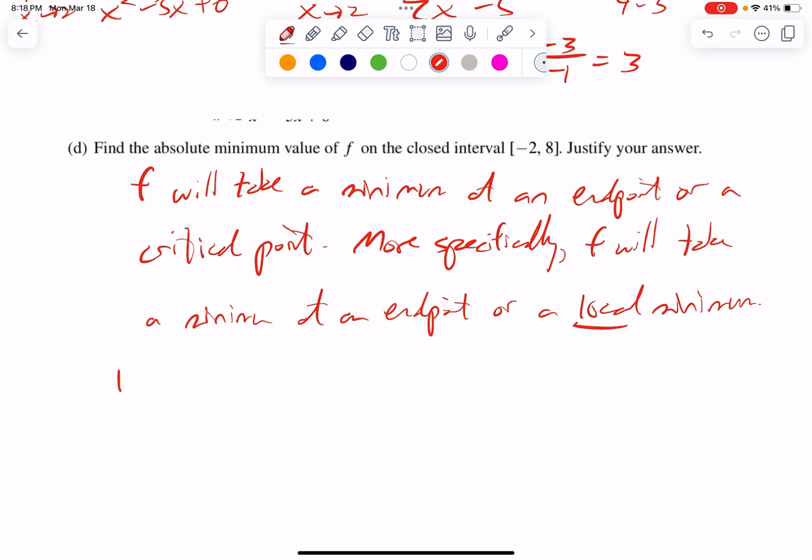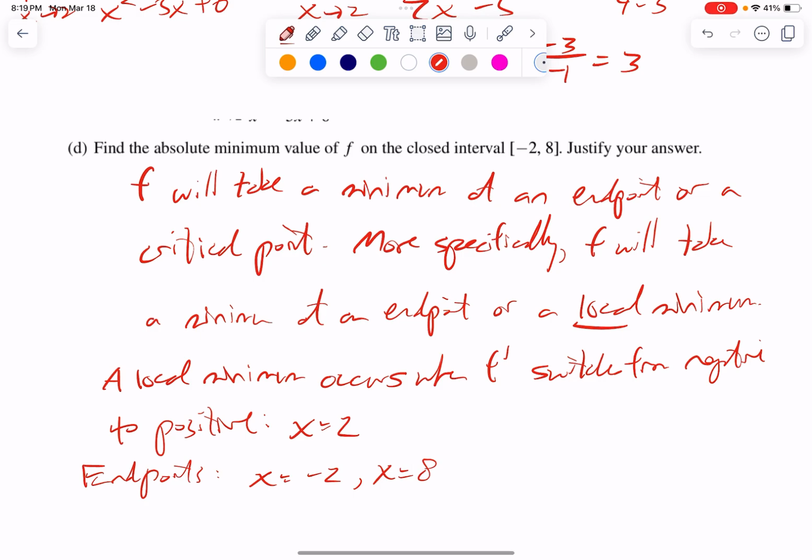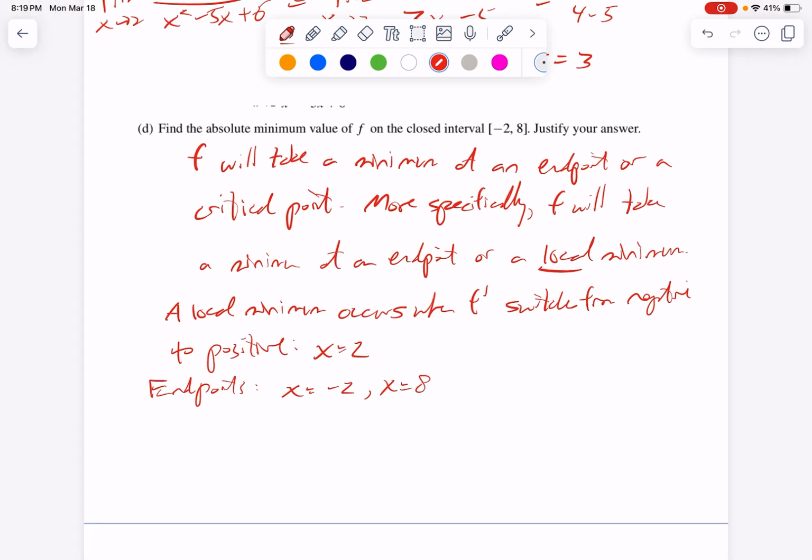So we can say a local minimum occurs when f prime switches from negative to positive, and that occurs at x equals 2. Our endpoints are x equals negative 2 and x equals 8. So we have narrowed it down to 3 possibilities, and now we can just check them.